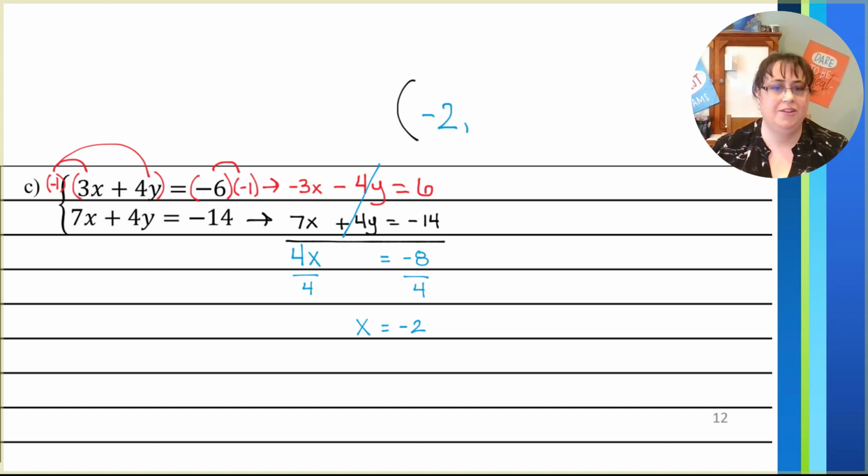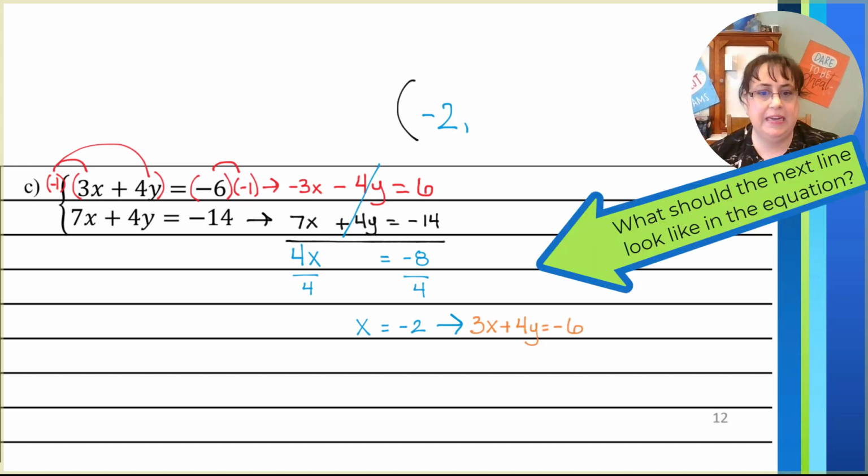And now what do I need to do? Now I need to do some substitution. Because I don't want a whole lot of arrows getting in my way, I'm just going to go like this. So that x equals -2, we're going to pop it into one of those two originals. So I can either use that 3x plus 4y equals -6 or the 7x plus 4y equals -14. It doesn't matter which one. I like smaller numbers. So I'm going to use the first one. So let's go ahead and put that into 3x plus 4y equals -6.